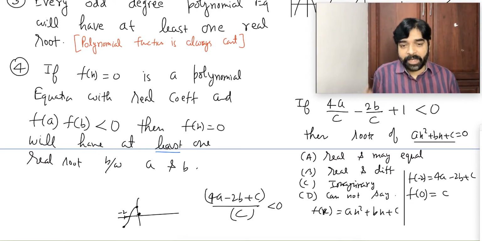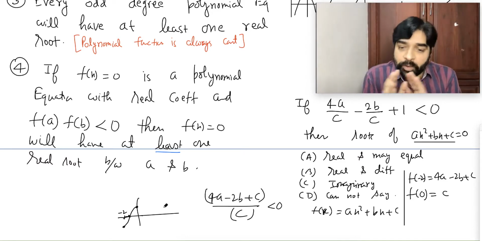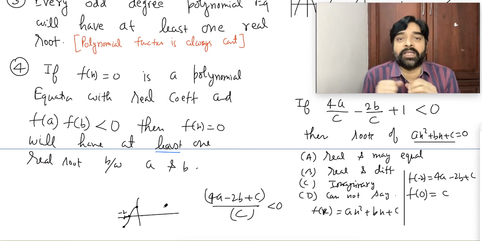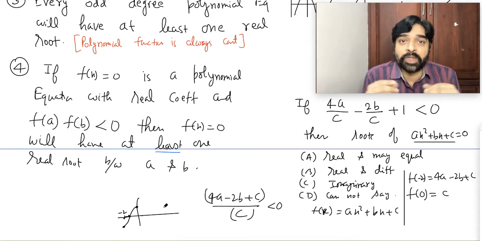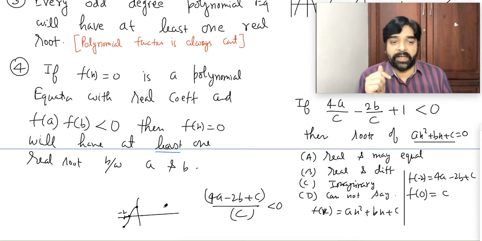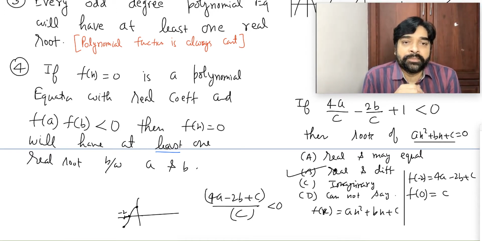So this will have exactly one real root between minus 2 and 0. Other root where? I don't know. Maybe the graph can come like this, maybe it can go like this. So somewhere it is there, but surely that is not between minus 2 and 0. So this quadratic has one root between minus 2 and 0, other root somewhere else. So both roots are real, and they are different. JEE question. How many of you got it?